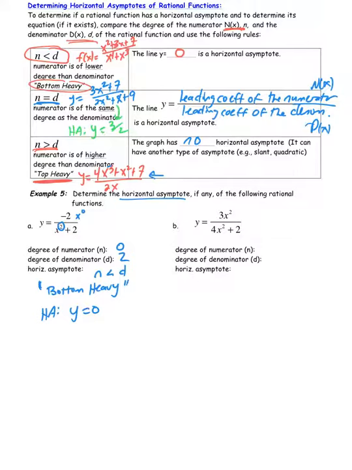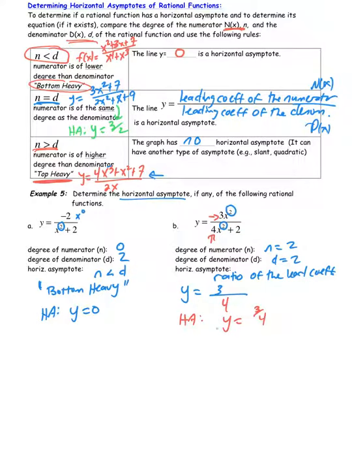Letter B, we have 3x squared over 4x squared plus 2. The degree of the numerator is 2. The degree of the denominator is also 2. In this case, we're going to have a horizontal asymptote. It's going to be at the ratio of the leading coefficients. That's going to be the equation of the horizontal line. So the leading coefficient of the numerator is 3, right? That's the coefficient of the x squared term. The leading coefficient of the denominator is 4. So we're going to have a horizontal asymptote with the equation y equals 3/4.